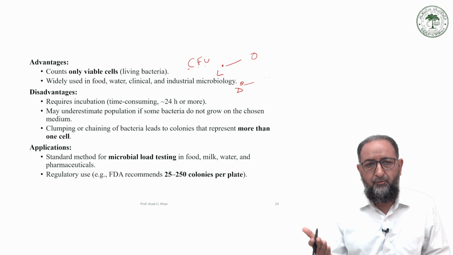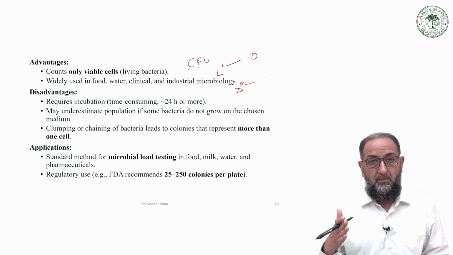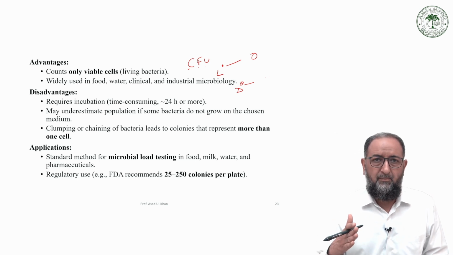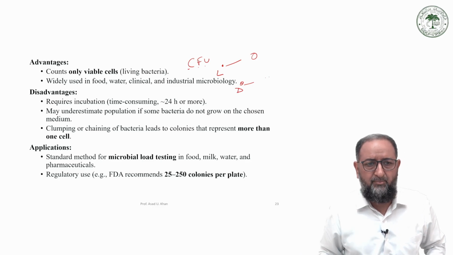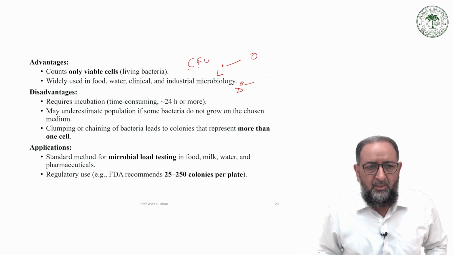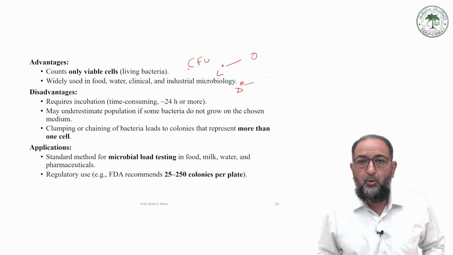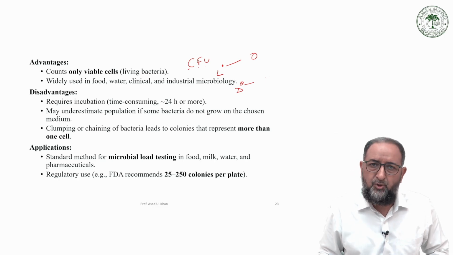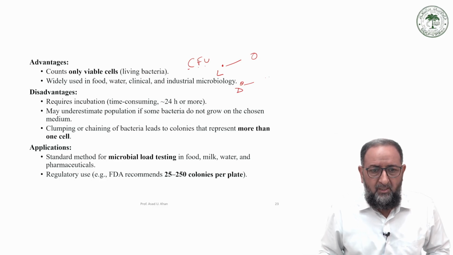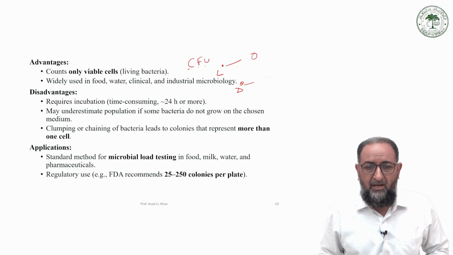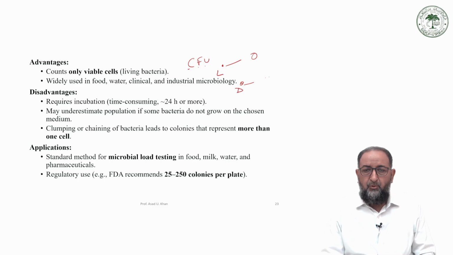But if you have a purified culture, with known estimated parameters for the growth conditions, then it is the best method to go for. And you can use this method for microbial load testing in food, milk, water, pharmaceuticals, and even clinical isolates, clinical samples. It's a regulatory use. FDA recommends 25 to 250 colonies per plate. So this is the standard method.